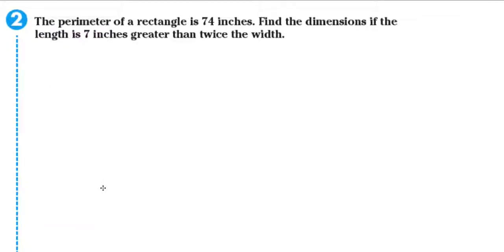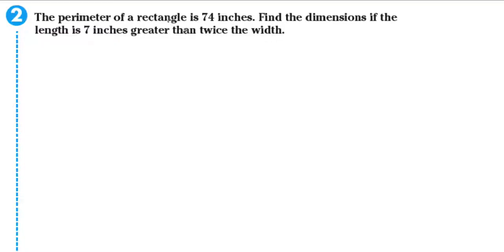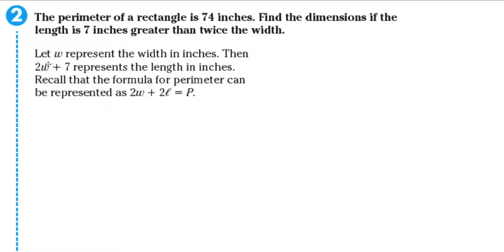The perimeter of a rectangle is 74 inches. Find the dimensions if the length is 7 inches greater than twice its width. So what do we know? First, let's represent the variable. Let W represent the width in inches. Then 2W plus 7 represents the length in inches.